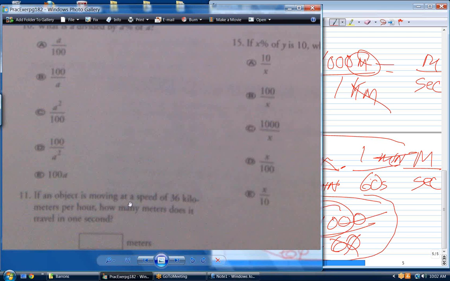Let's see. I'm looking to see. When I photographed this, they must have had meters per second under that. I'm just not seeing it. In other words, the answer isn't meters per second. Oh, yes. How many meters does it travel in 1 second? The answer is 10 meters. So the answer really is 10 meters per second, but since they've asked about 1 second, the answer is just 10 meters. So why don't we end with that question, and we can pick up with 12 next time.